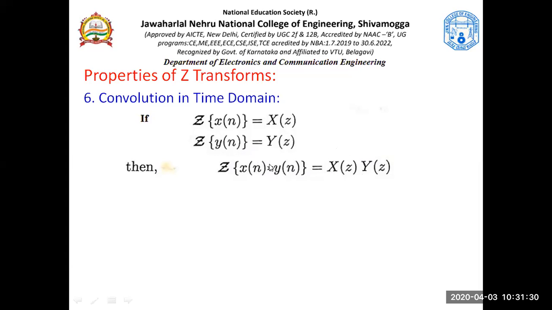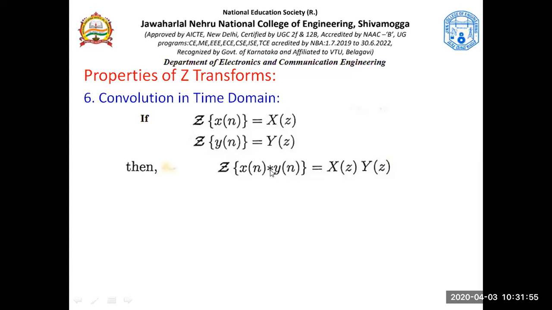The convolution in time domain is being transformed into multiplication in z domain. Understand this point: you have a convolution operator, and that convolution operator would become multiplication. Convolution is a very difficult operation to perform, but you'll be performing that in your third module.